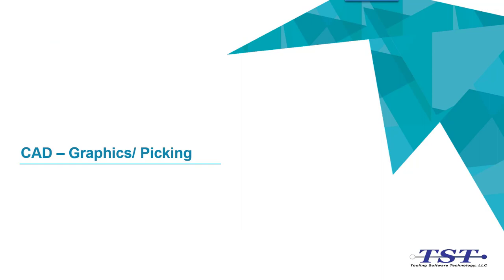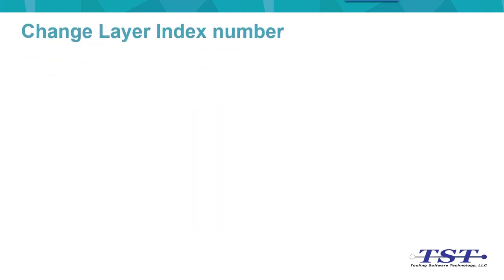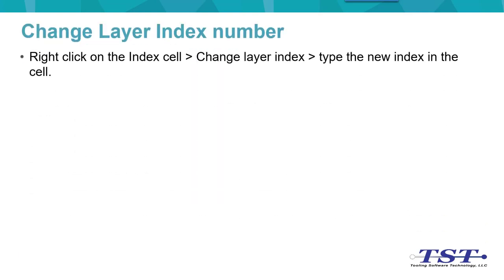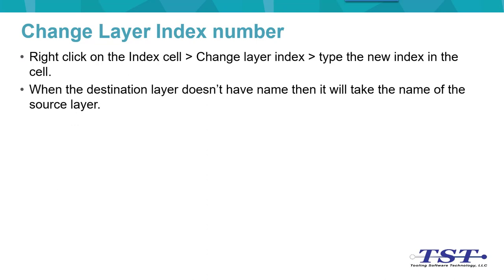From here, we're going to go into the new options within the graphic and picking selection area. There is a new option called Change Layer Index Number. Within the layer index, you now can right-click where the index number is and change the index number. This moves your layers to a different destination layer.